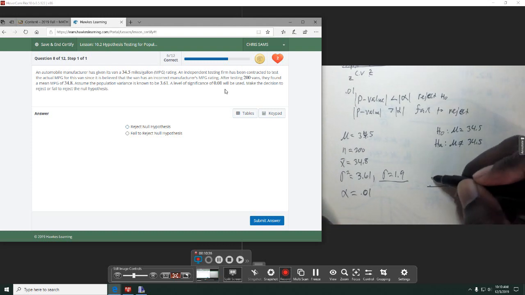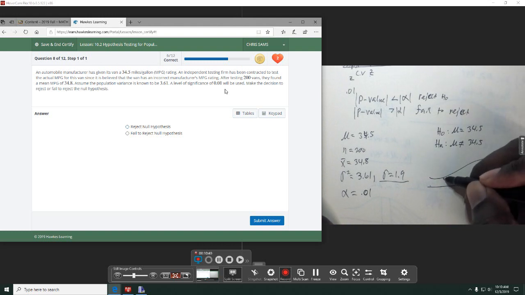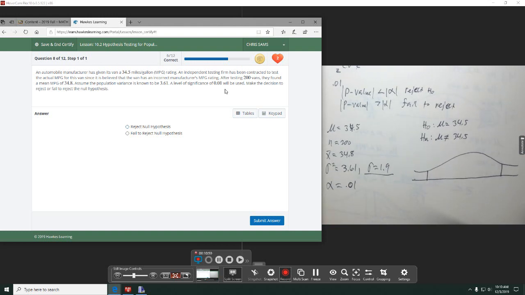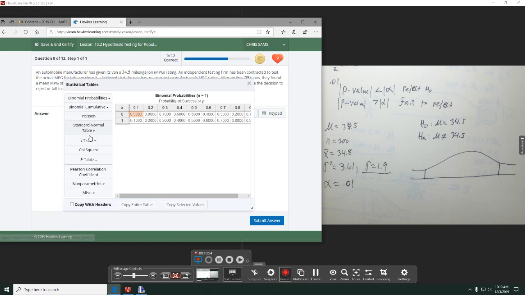Now, since this is a two-sided test, we're going to have this number on both sides. Okay. So 1% on the upper, 1% on the lower. We're going to use the table to figure this out.